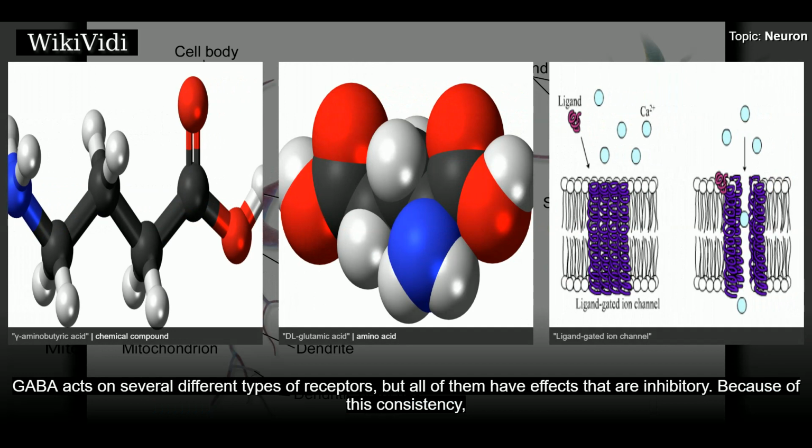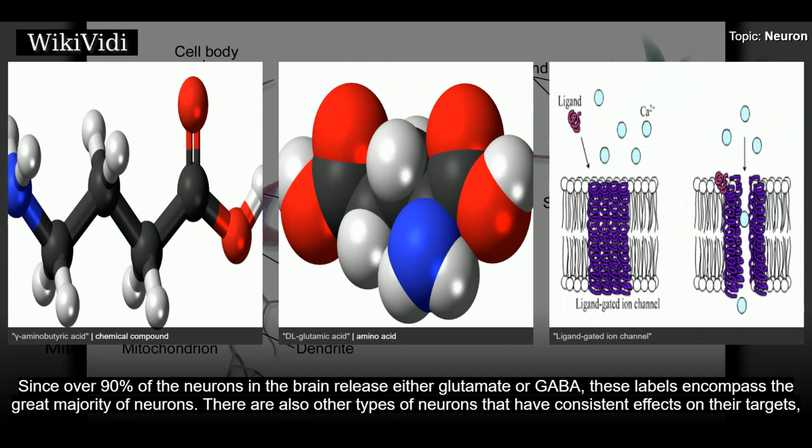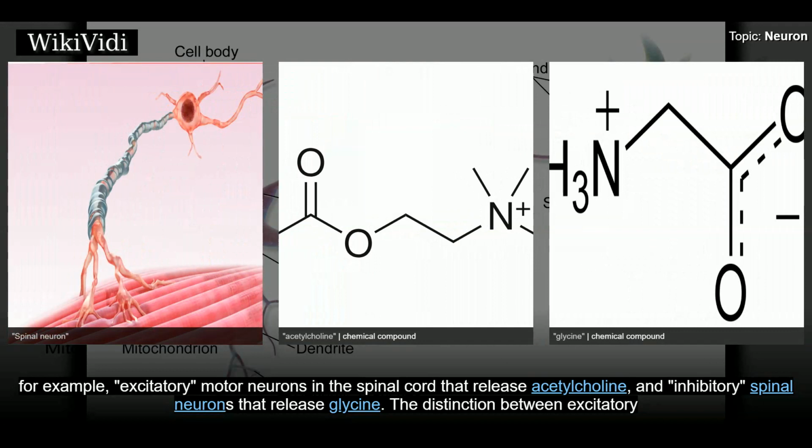Because of this consistency, it is common for neuroscientists to simplify the terminology by referring to cells that release glutamate as excitatory neurons, and cells that release GABA as inhibitory neurons. Since over 90% of the neurons in the brain release either glutamate or GABA, these labels encompass the great majority of neurons. There are also other types of neurons that have consistent effects on their targets, for example, excitatory motor neurons in the spinal cord that release acetylcholine, and inhibitory spinal neurons that release glycine.